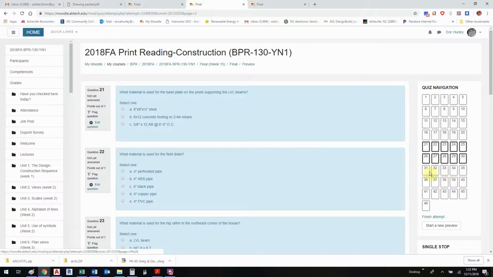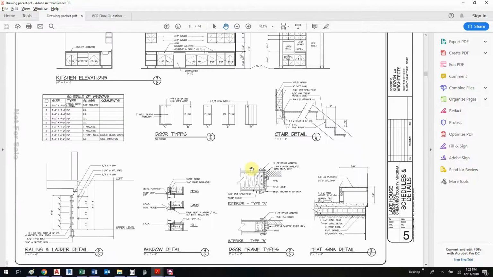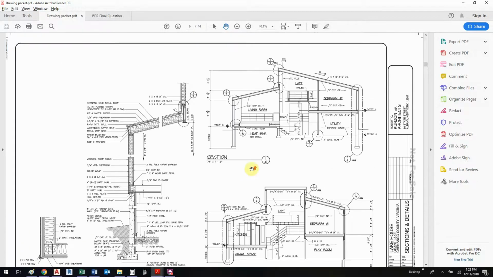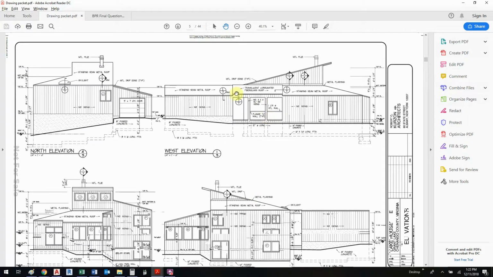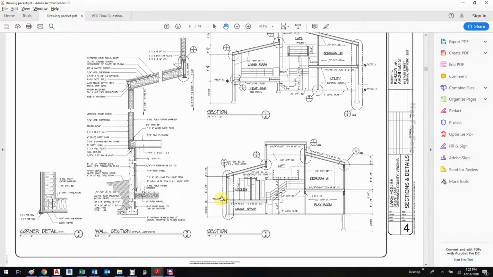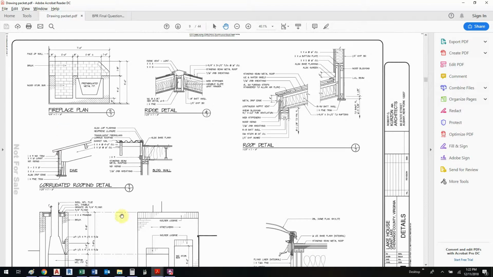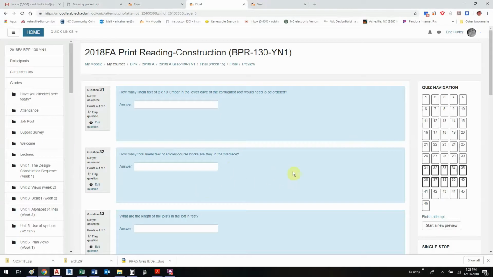That was 21. Number 31. How many linear feet of 2 by 10 lumber in the lower eave of the corrugated roof are needed to be ordered? First of all, let's go up here to the west elevation, and here is that corrugated roof right here. You need to look on the plan to find the length. Then if you go down here to the corrugated detail, you'll see the eave, and you need to count how many 2 by 10s are needed to make up that entire eave.